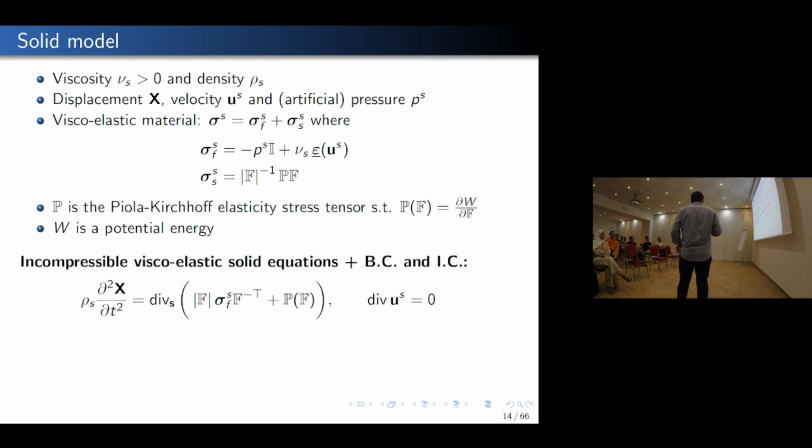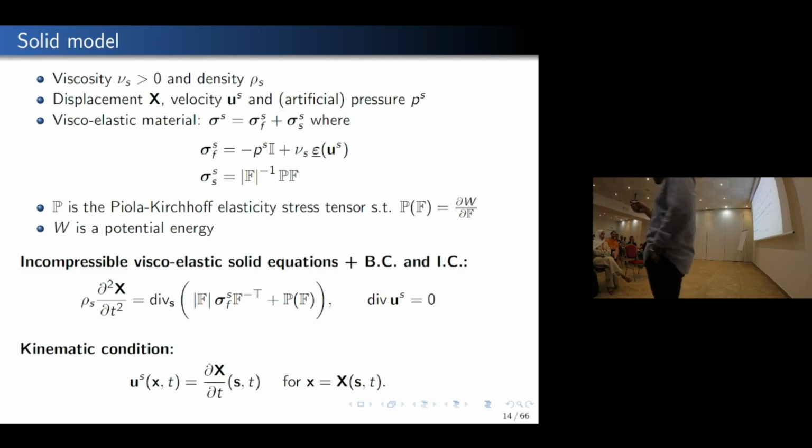So the equations for the solid are the incompressible viscoelastic solid equations plus boundary conditions and initial conditions. We have rho s, second derivative of X with respect to time, equal to the divergence with respect to s, because we are in the reference domain B, times this sum, and divergence of us equal to 0 to enforce incompressibility.